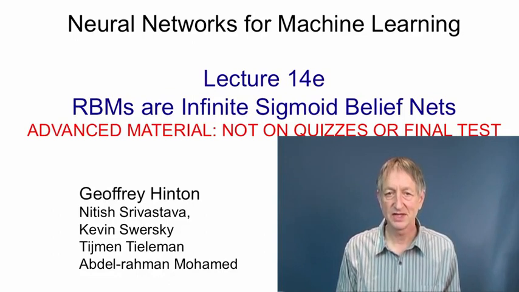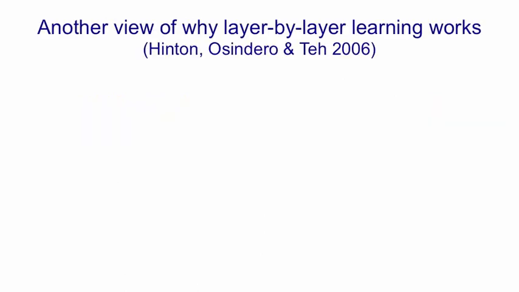Hinton's insight that stacking up restricted Boltzmann machines gives you something like a sigmoid belief net can actually be seen without doing any math, just by noticing that a restricted Boltzmann machine is actually the same thing as an infinitely deep sigmoid belief net with shared weights. Once again, weight sharing leads to something very interesting. I'm now going to describe a very interesting explanation of why layer-by-layer learning works.